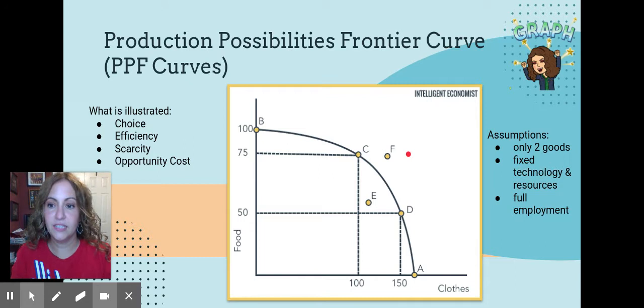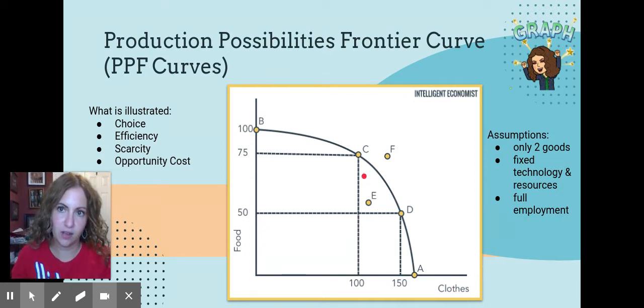Can I continue producing 150 clothes units also while getting my 75 food units? I can't. I don't have enough resources. I have to stay on the curve if I want it to be possible. And so if I go from point D to point C on this graph, I'm getting more food units. I'm getting 25 more food units.